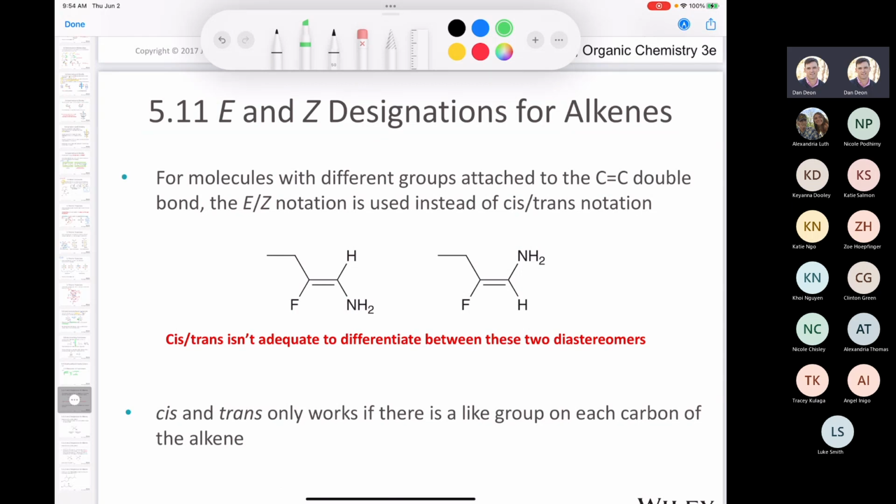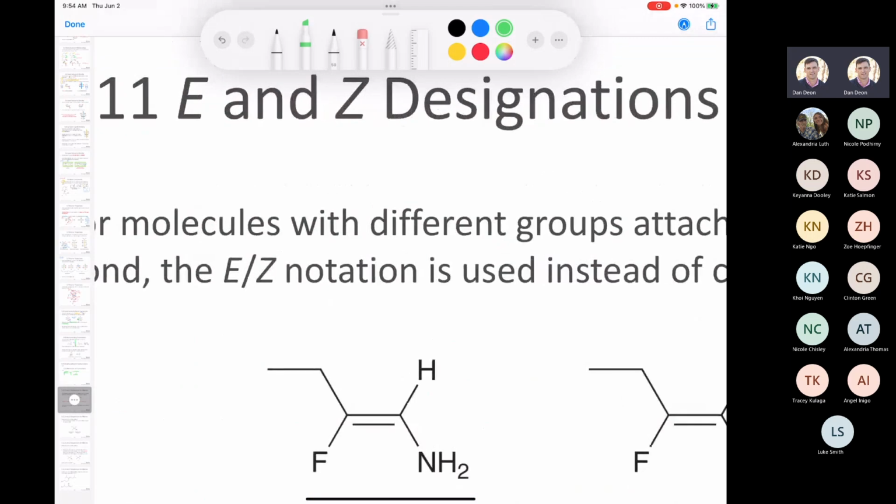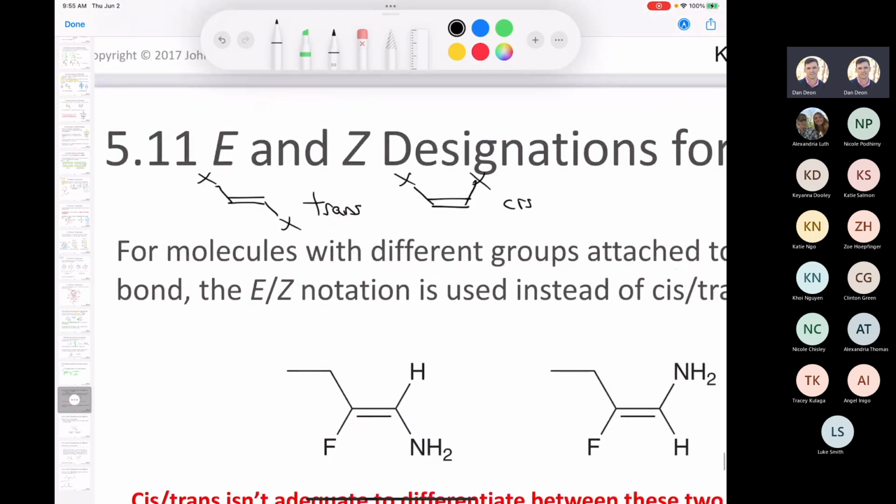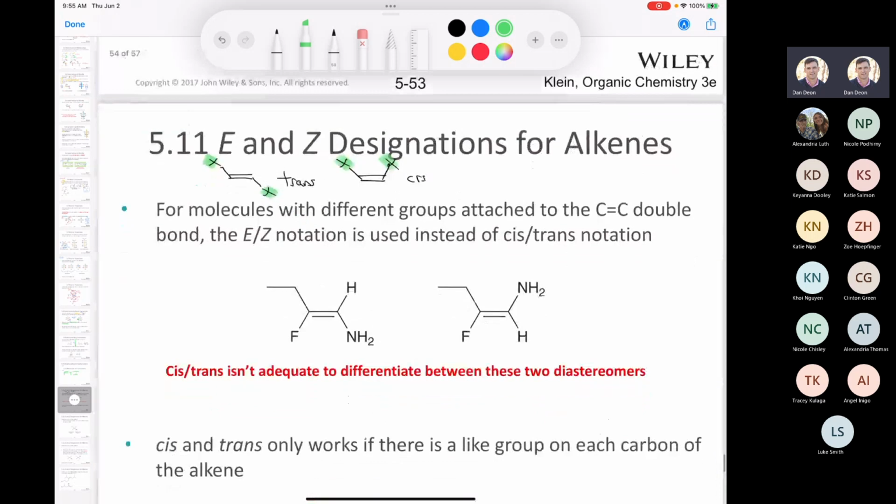Remember how I showed you cis and trans? And we actually talked about cis and trans at the very beginning of our lecture today. Let's imagine you have this compound, right? You've got two groups that are opposite each other. We call that trans. And if we have two groups that are on the same side as each other, we call that cis. One thing you've got to remember is cis and trans can only be used when you have groups that are exactly the same. Otherwise, you can't use cis and trans.